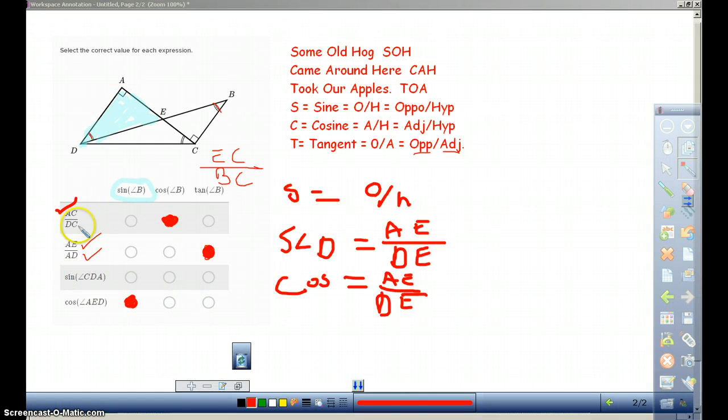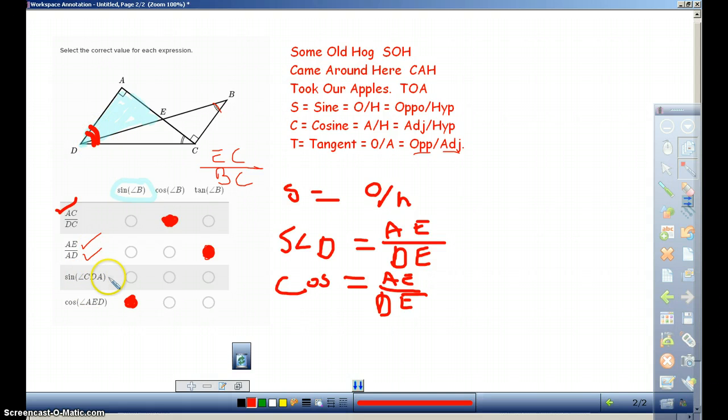What is sine of CDA? Oh, this is tough, man. Sine of this angle here. Now, this angle here going all the way down does not have the same markings as B. So it's not going to be one we can compare to B. But, you know, what would we say the sine is?